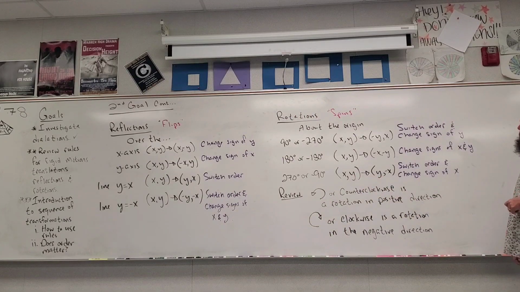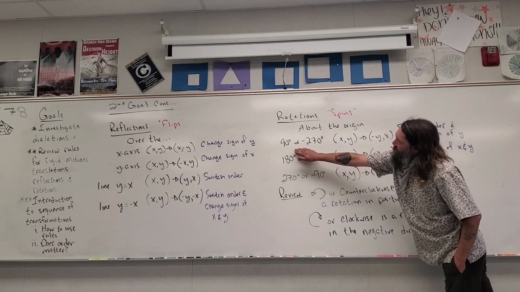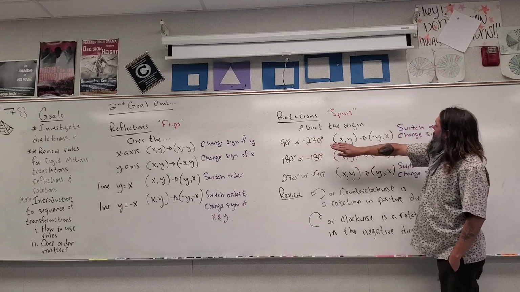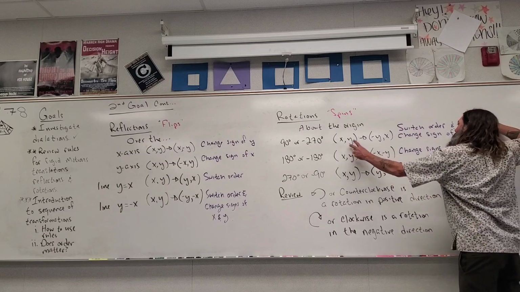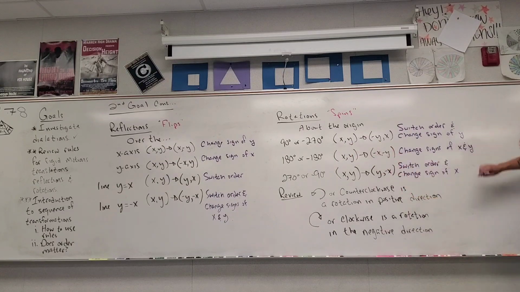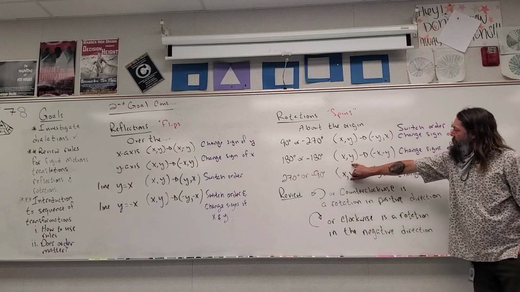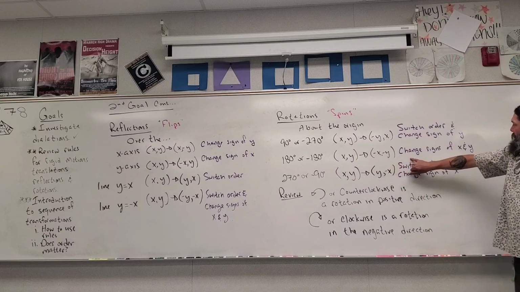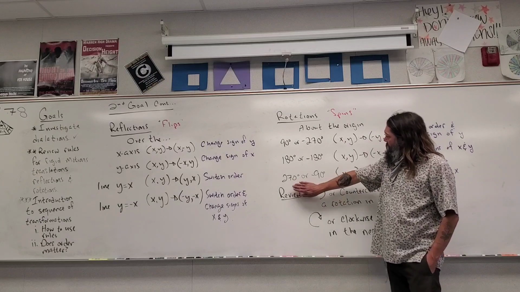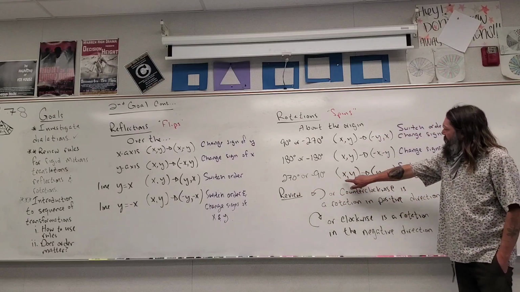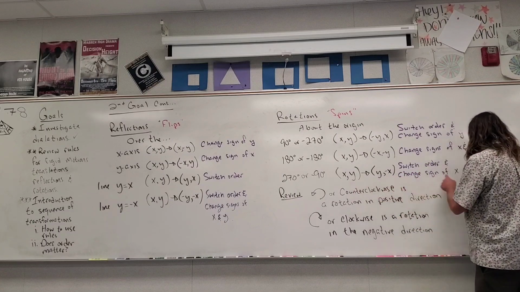Let's review the spins, and we spin about the origin. If I want to spin 90 degrees or negative 270 degrees, (x, y) maps to (−y, x). We switch the order and change the sign of the y. If I want to rotate 180 degrees or negative 180 degrees, (x, y) maps to (−x, −y). So we just change the signs of the x and y. And if I want to rotate 270 degrees or negative 90 degrees, (x, y) maps to (y, −x). We switch the order and we change the sign of x.